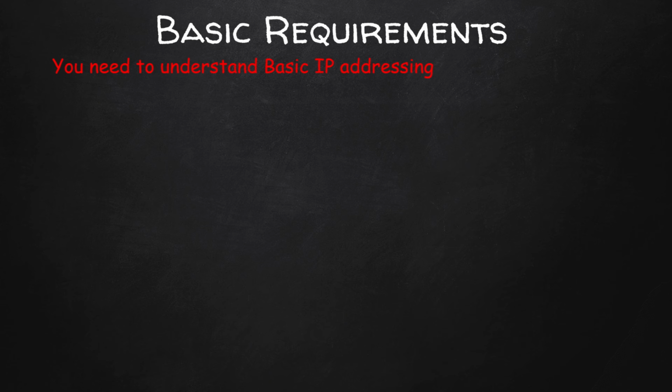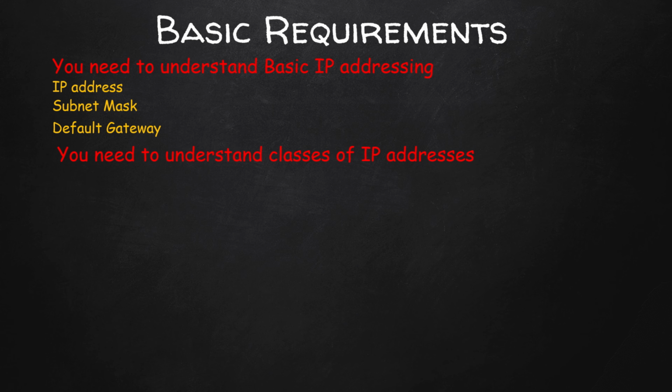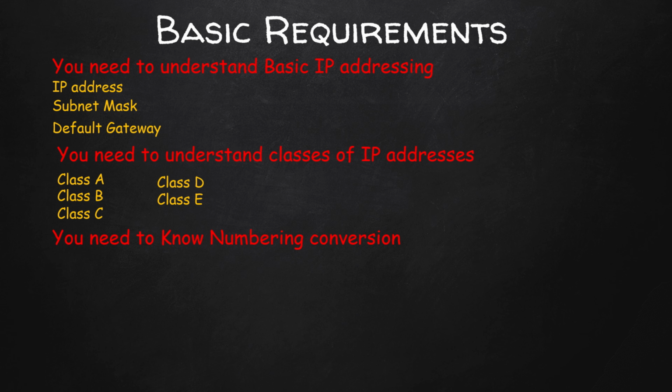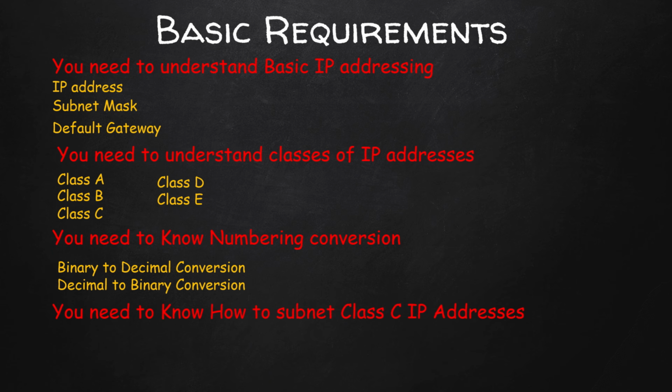Point number one, you need to understand basic IP addressing such as IP address, subnet mask and default gateway. Then you need to understand classes of IP address such as Class A, Class B, Class C, Class D and Class E IP address. And the third point, you need to know the numbering conversion. And what are those? It is binary to decimal conversion and decimal to binary conversion. And the fourth point, you need to know how to subnet on Class C IP address.